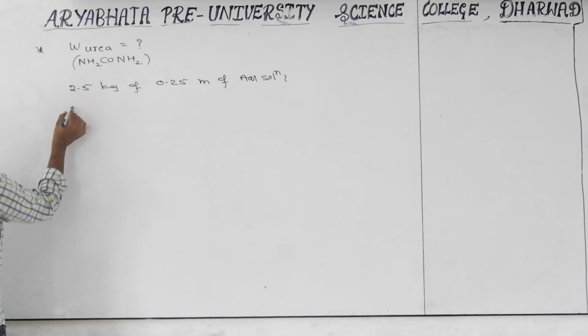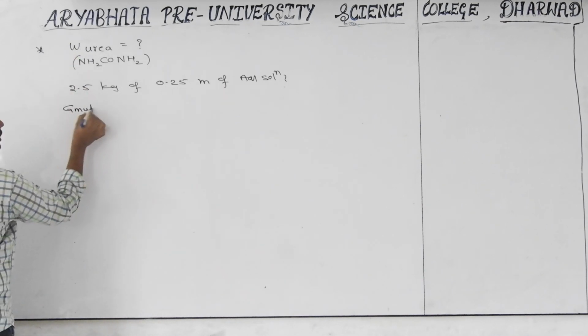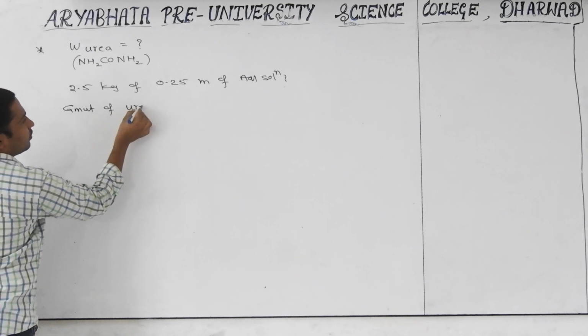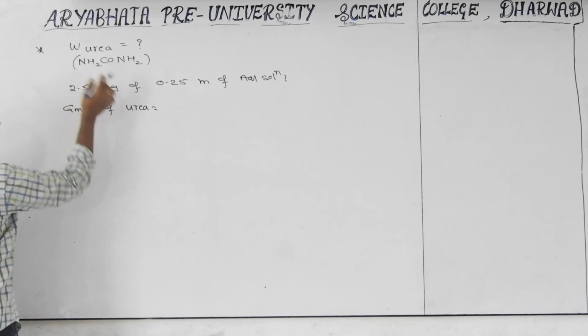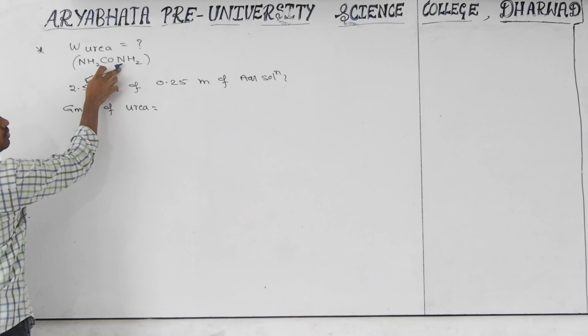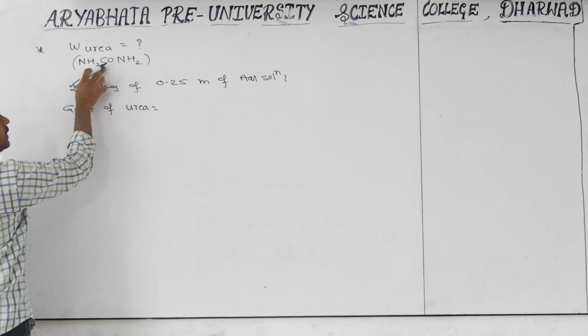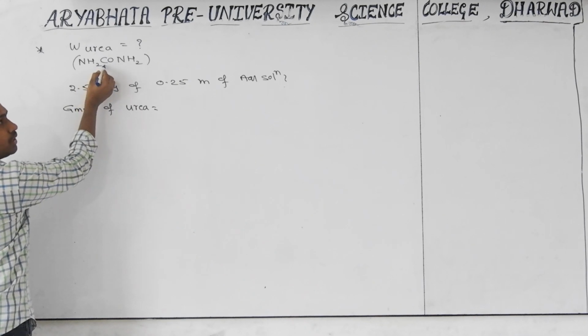Question 1 is the gram molecular weight of urea. From the formula you will get it. I think you see, 2 nitrogens, 2 14s are 28, plus carbon, 12.